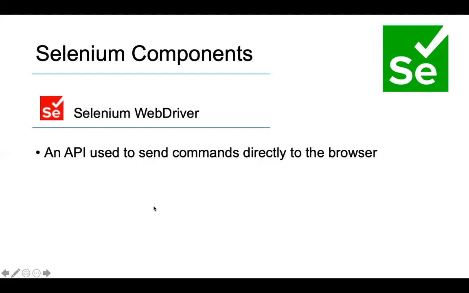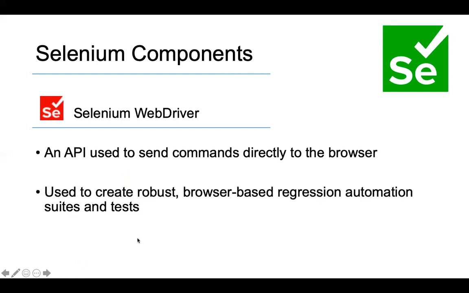WebDriver, unlike RC, is an API used to send commands directly to the browser. There is no proxy or mediator in between. WebDriver directly interacts with the browser, and it is the most widely used component now. WebDriver can also be used to automate test cases like regression suites. Whenever you have a regression suite, you can use WebDriver to automate those test cases.